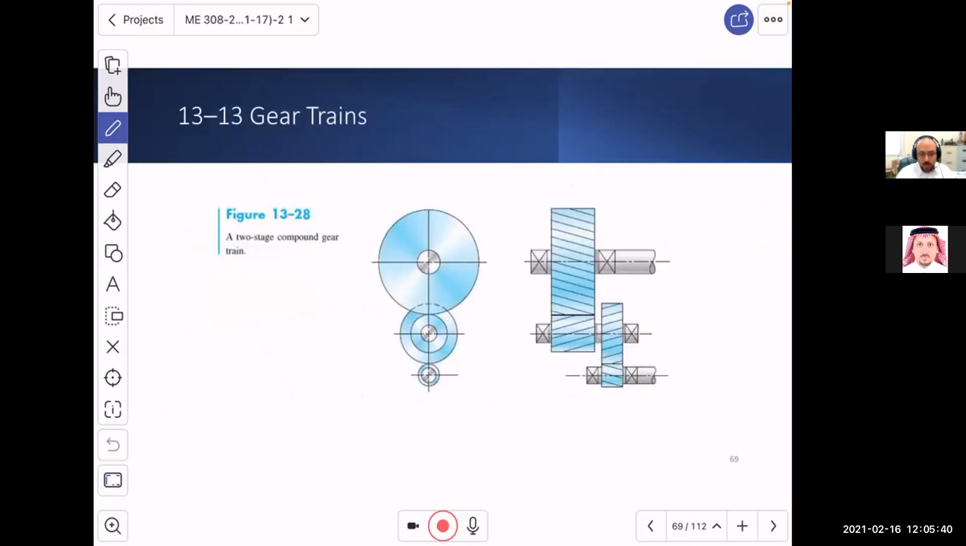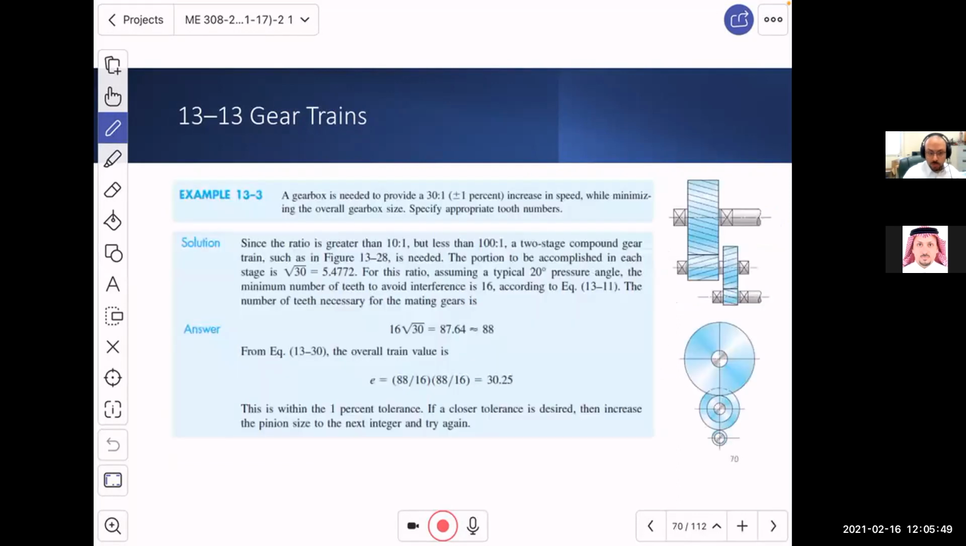We talked about the helical gears. Then we also discussed the two-stage compound gear. Now, we have an example here. I'm going to just discuss it quickly, and then we'll talk about a more detailed one.